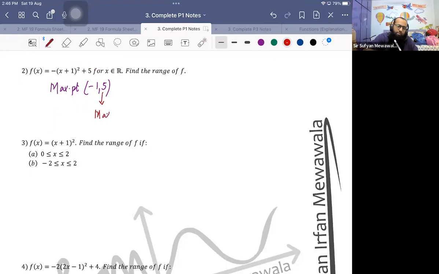If this is the maximum value, what will be the range? सब पार्टिसिपेट करें चैट में प्लीज, पार्टिसिपेशन रिक्वायर्ड.